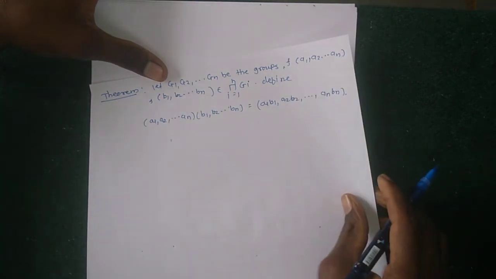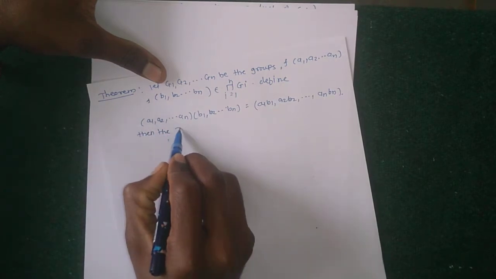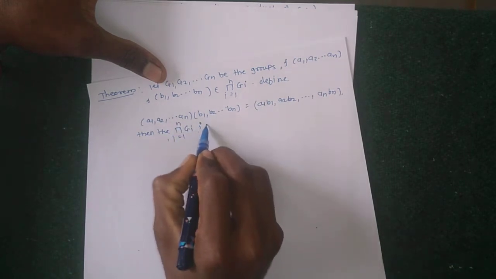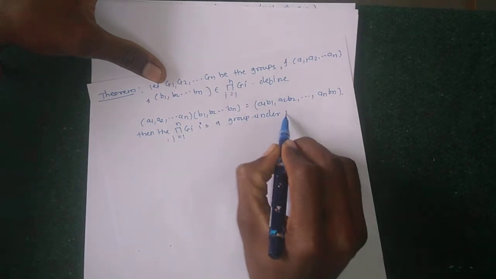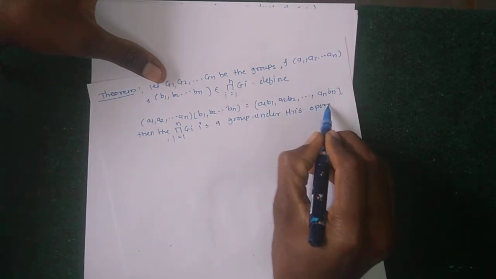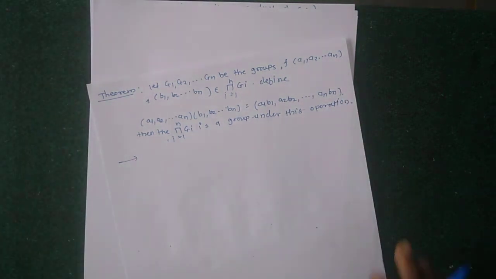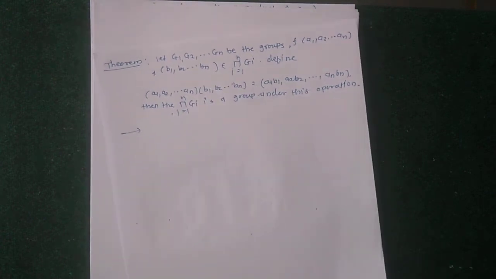Okay, then the product of Gi, where i is from 1 to n, is a group under this operation. Okay, this means we are to show that the finite product of groups is again a group: if G1, G2 and so on are groups, then the product of the groups is again a group. Solve this at home.